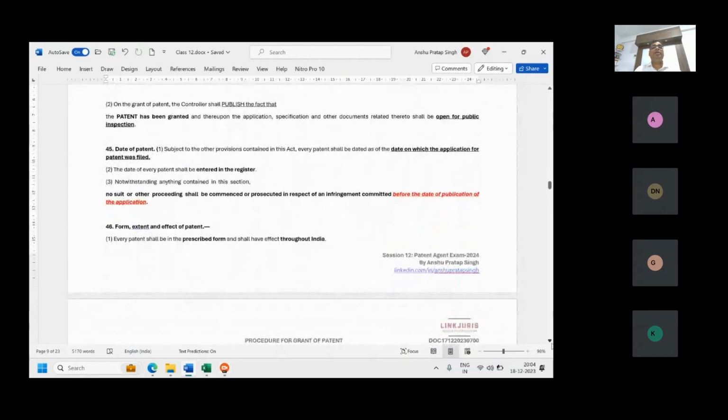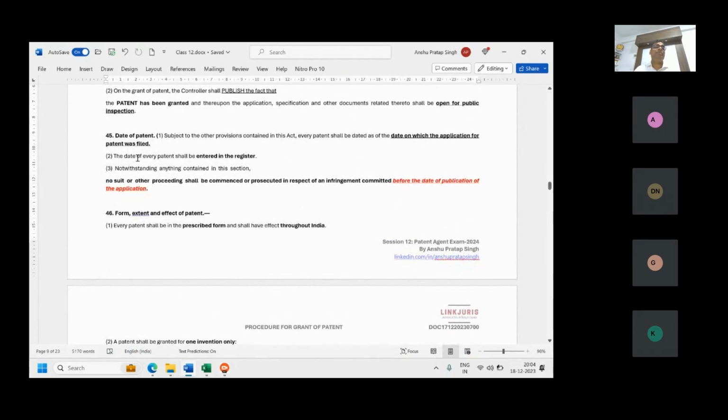Date of patent. Now comes the date of patent. It is the date on which the application for patent was filed. Every patent shall be dated as of the date on which the application for the patent was filed. That is the filing date. That is considered as the date of patent. The date of every patent shall be entered in the register.